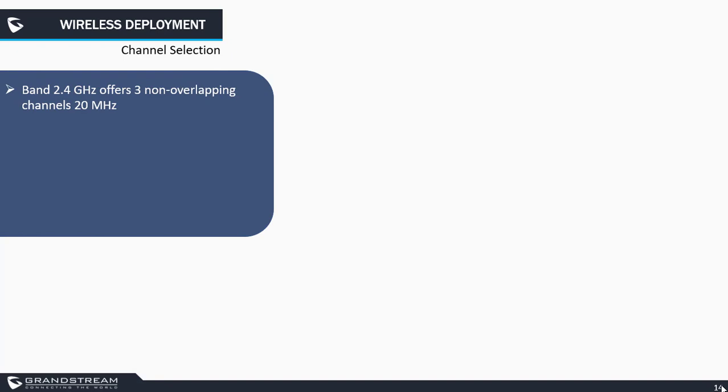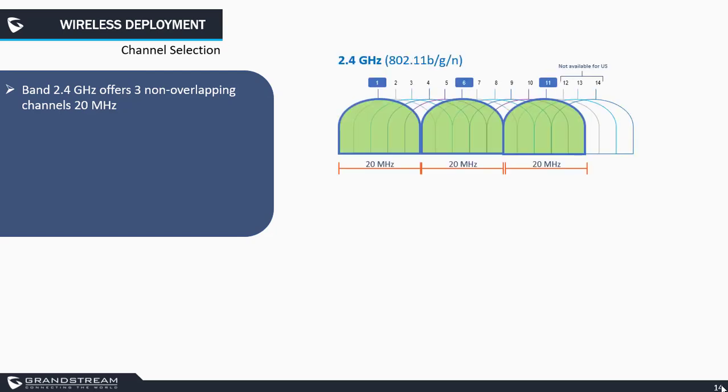So now that we explained the differences between 5 gigahertz and 2.4 gigahertz, the next step would be to decide which channel to select within each frequency or each band, and also I will show you how to do that. By default, the GW1 series have the channel selection set to auto, but in most cases you still need to go to the web interface of the access point and adjust it.